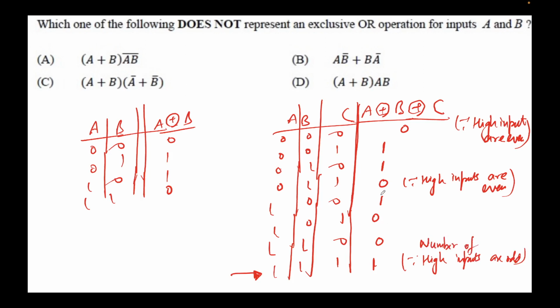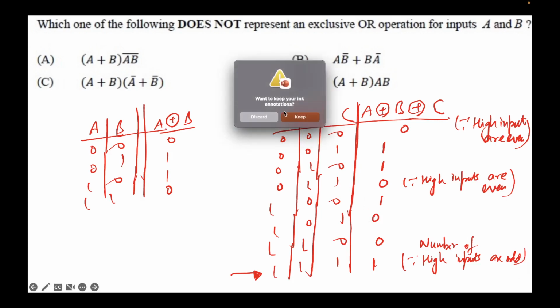So please remember, this is a trick to remember. You might not always memorize the truth tables. The trick to remember is that in any exclusive OR gate, the output of exclusive OR is high as long as the number of inputs that are high is odd. Remember just this and you will be fine. Okay.